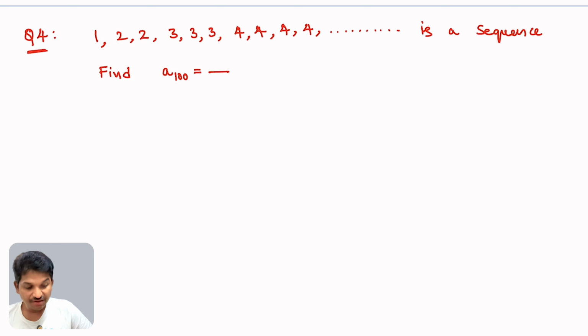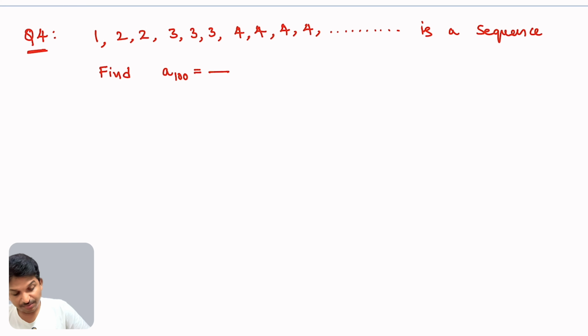You observe this sequence. This is an interesting question. I recommend you pause this and try it on your own. Okay, 1, 2 is there 2 times, 3 is there 3 times, 4 is there 4 times. Then what is the 100th term?